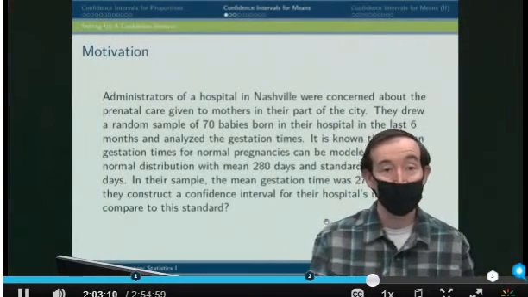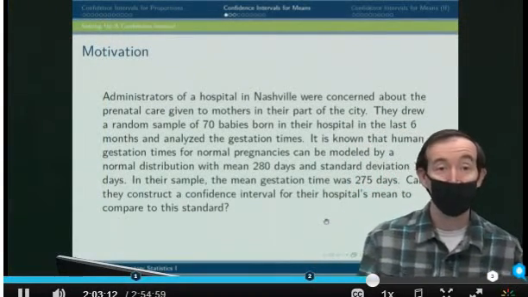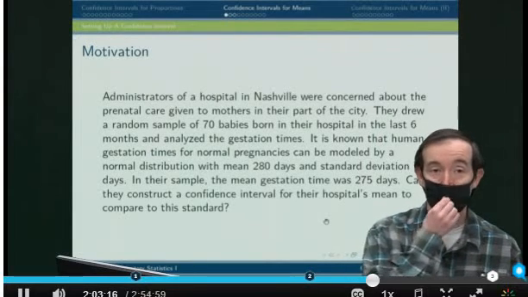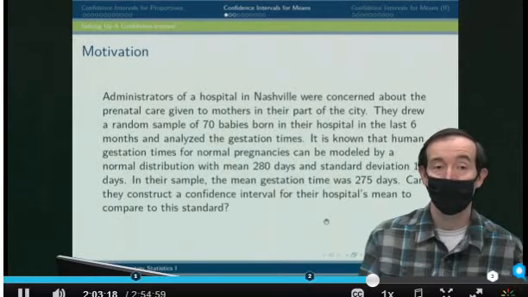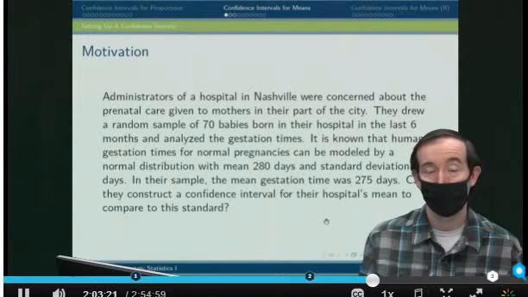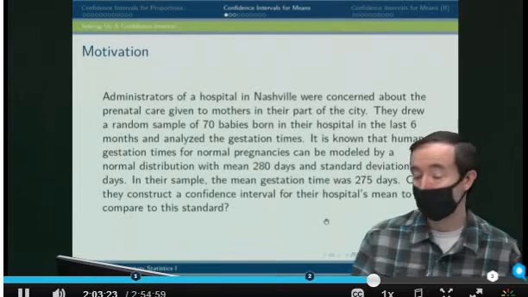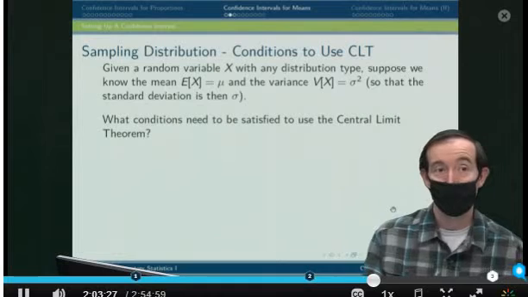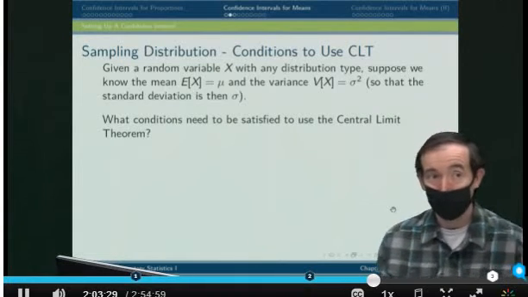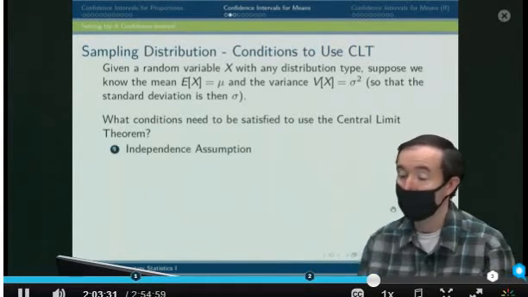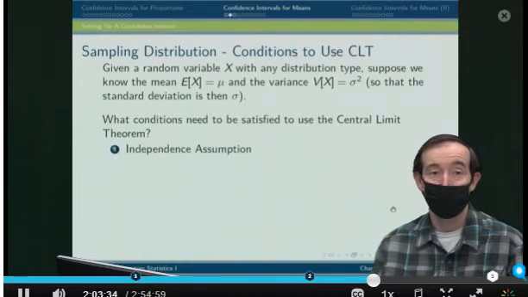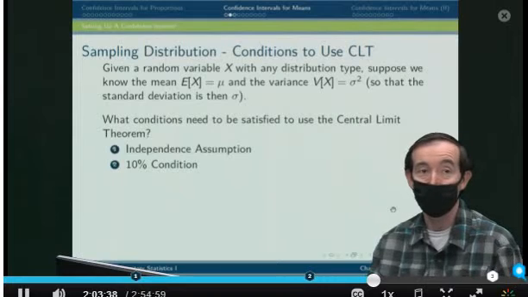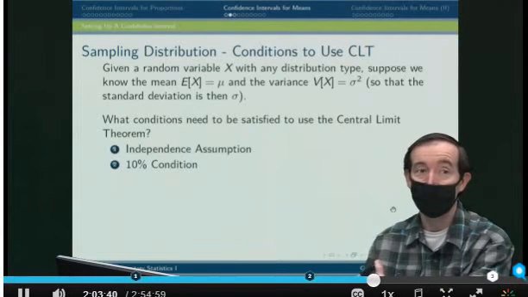Now, before I start doing any of these things, I need to be able to check the conditions because I cannot use a normal distribution to construct my confidence interval if the normal distribution does not apply. That is, if the central limit theorem does not apply. So I have to check those conditions, and similar to what we saw before, the conditions I have to choose are the independence assumption and the 10% condition.